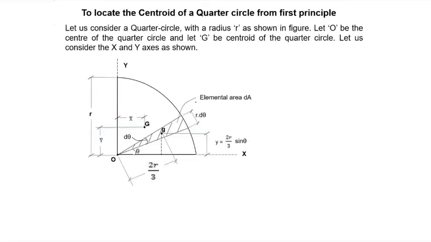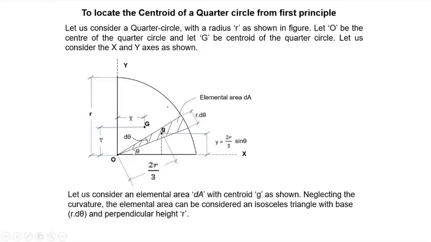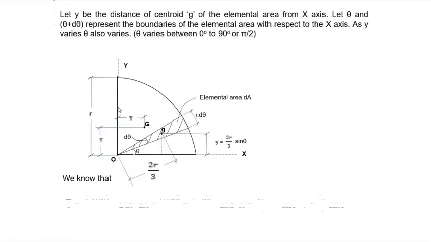Next, let us proceed with the location of the centroid of a quarter circle from first principle. It is the same as the semicircle derivation, with only one difference. Can anybody tell me what the only difference between a semicircle and a quarter circle is? 0 to pi by 2. Yes, the limit is 0 to pi by 2. So the limits you need to apply are from 0 to pi by 2. The angle theta changes from 0 to pi by 2 only.